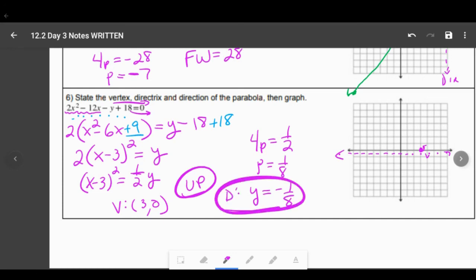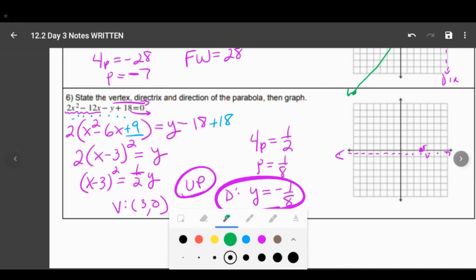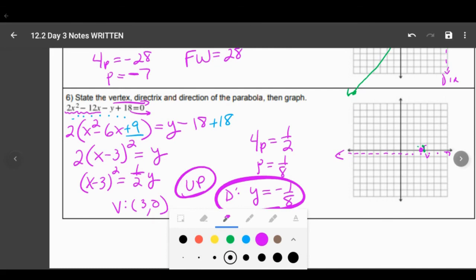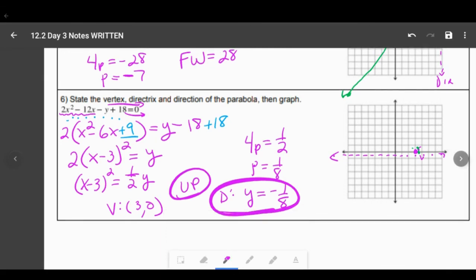Focal width is 1/2. I'm going to go 1/4 on each side, so I'm going to go right there, and right there. We'll get rid of this one right here. It's going to get a little messy in here. As tight as this one is, the last one was so much larger. It's going to go like that.